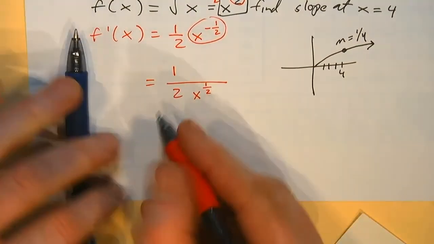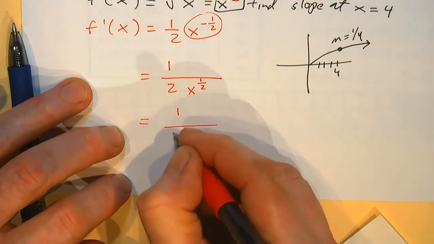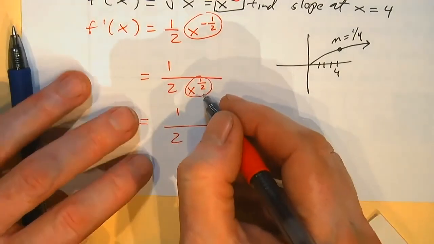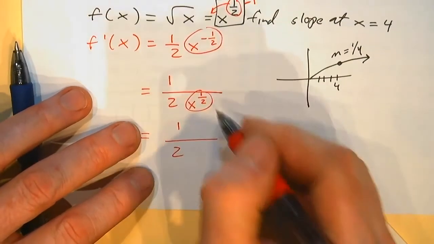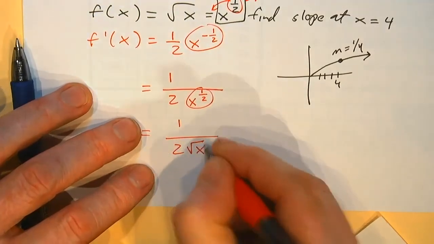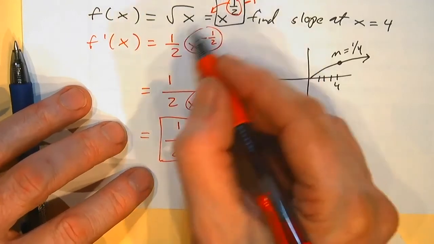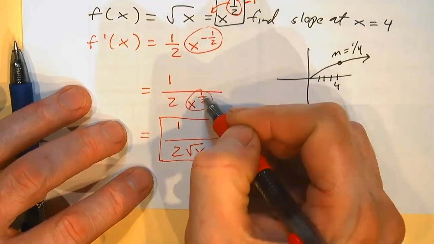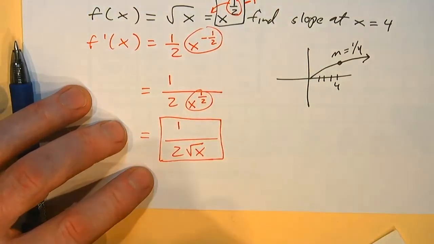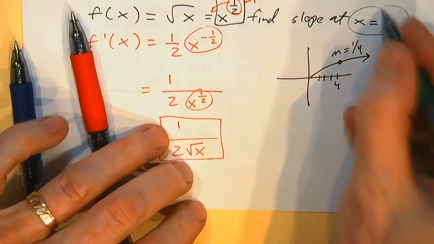Okay, let's just rewrite it one more time. 1 and 2. Wait, what's the half power? Didn't we say half power square root? Let's just change it to square root. So this square root of x, half to the front, take it off, negatives on the bottom, 1 over 2 radical x. Okay, let's plug in the slope at 4.